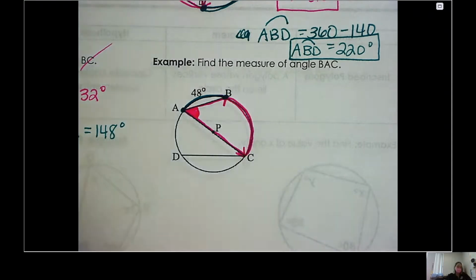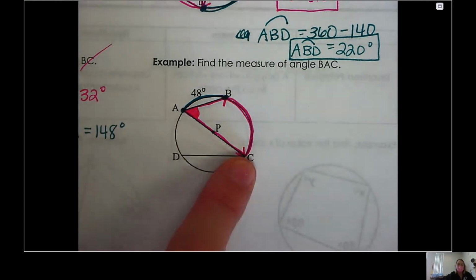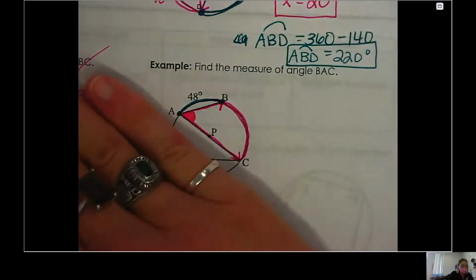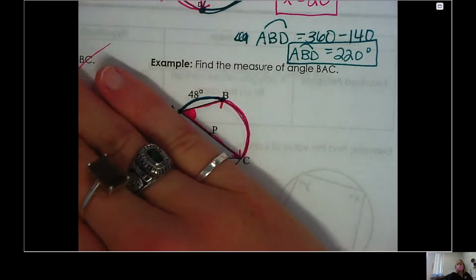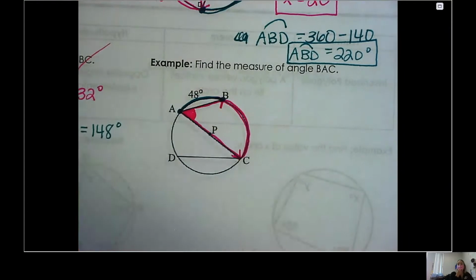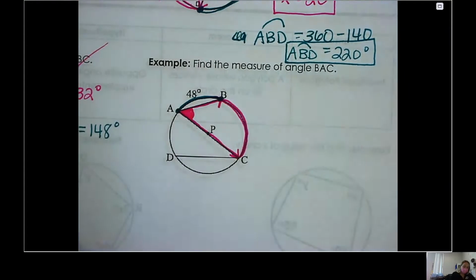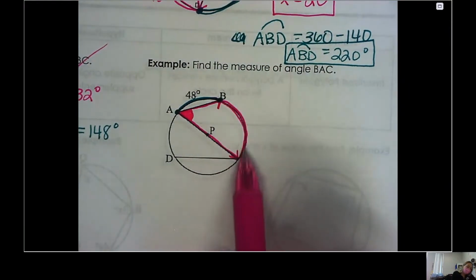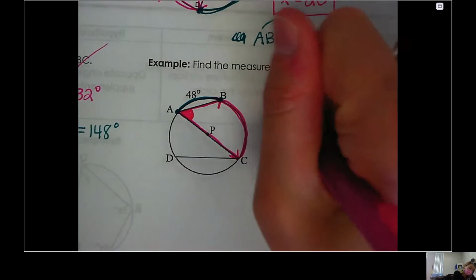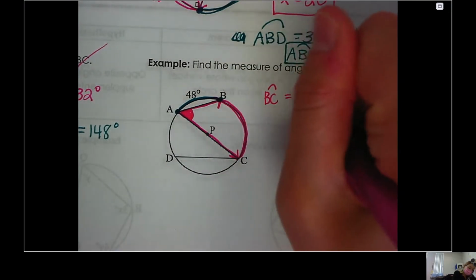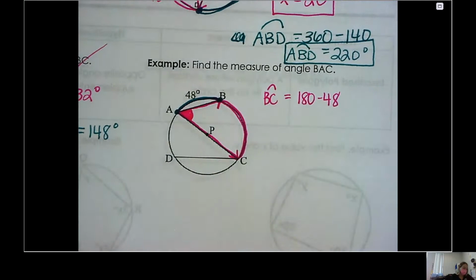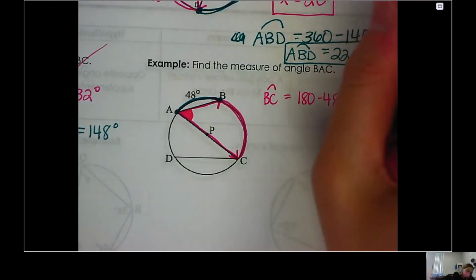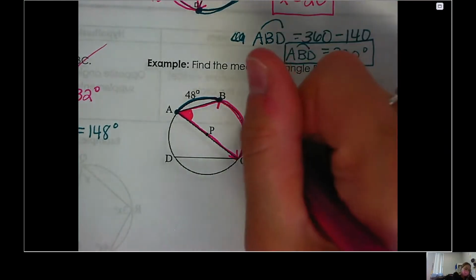Beautiful. This right here, David's going, hey, there's a straight line. That means this right here is 180. You already have 48 of the 180. So to figure out what's left over in the pink, we're just going to subtract the two. So to figure out arc BC, we're going to do 180 minus 48. You get 132. Now that's great, but that doesn't answer my question.